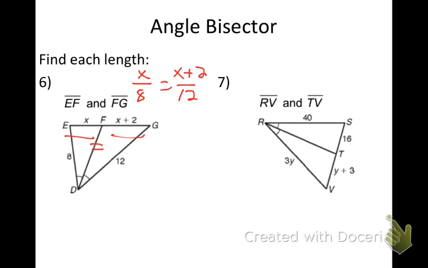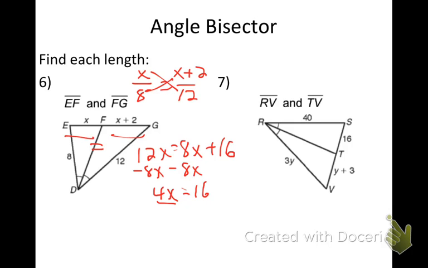And then from here, I would use cross products. So 12 times x gets me 12x. 8 times x plus 2 gets me 8x plus 16. Does everybody see where that 16 comes from? Because you have to distribute. Very good. So from there, I'd solve for x. So I would subtract 8x, getting 4x equals 16. Divide by 4, and I get x equals 4. Is that my answer? No, because I need to plug it in. So I get side lengths that are 4 and 6.